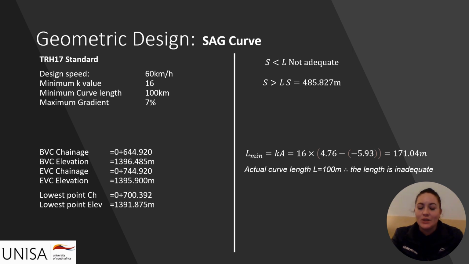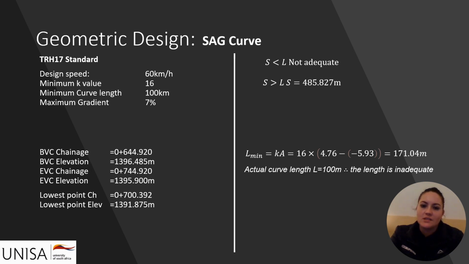We can then use these values to calculate the chainage and elevation of the beginning of the vertical curve, the end of the vertical curve, and the lowest point of the curve, due to the fact that it is a sag curve. The calculated stopping sight distance was first used under the conditions where S is smaller than the curve length. This gave a value which did not comply, therefore we had to use the second formula, which was S is greater than the curve length. I also checked the minimum curve length, which was then found to be inadequate.